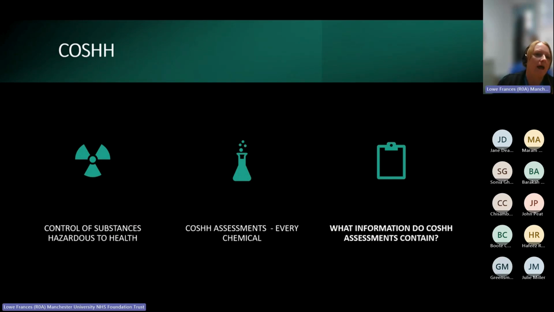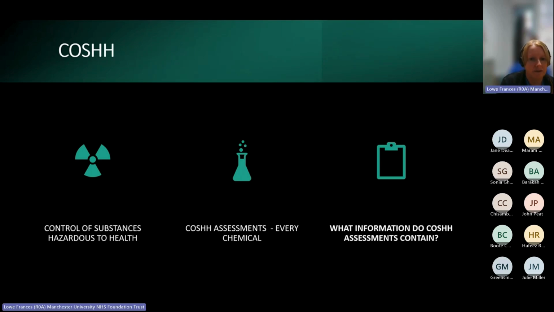So COSH. COSH is control of substances hazardous to health. And we do COSH assessments on every chemical and reagent in the lab. The data for the COSH assessments comes from material safety data sheets which come with the chemicals. And these tend to be put onto our quality management system. What we use at MFT is one called QPulse, and I think a lot of trusts use that one as well. So what information do COSH assessments contain?